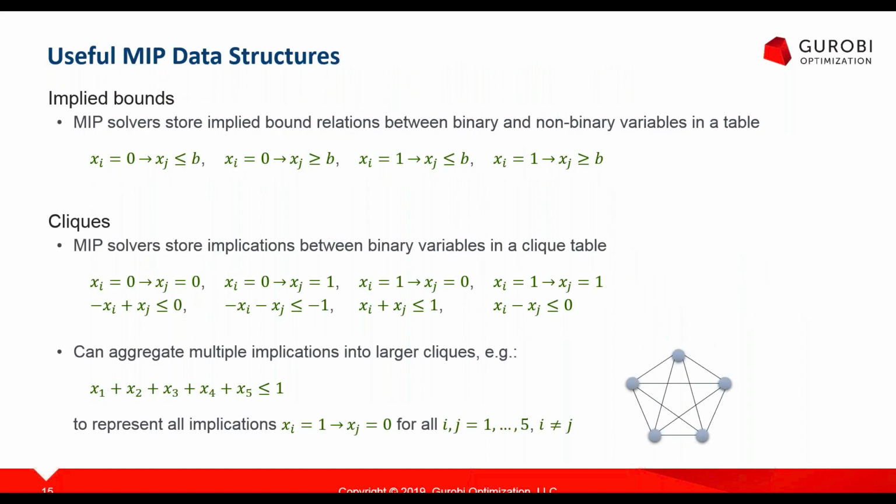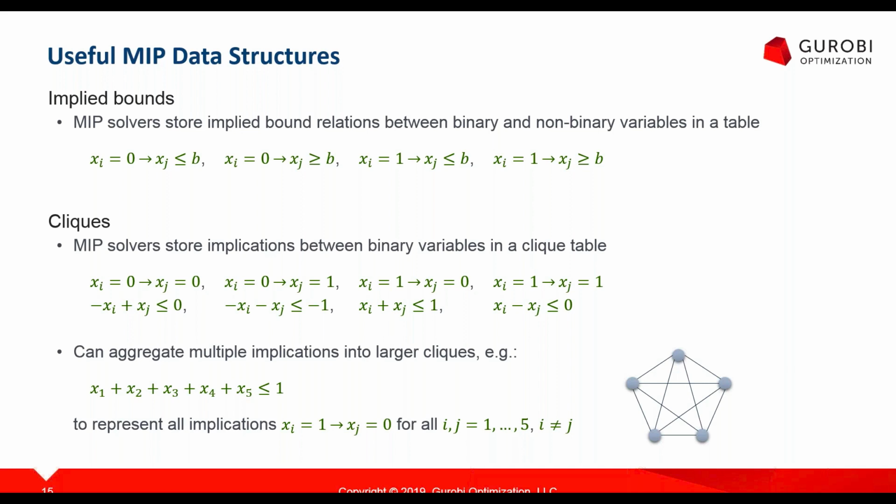So how can we detect this structure? First, let me show you some very useful MILP data structures that we use all the time. Those are the implied bound table and the clique table. So what is an implied bound?